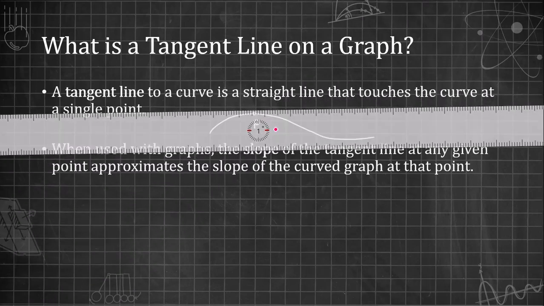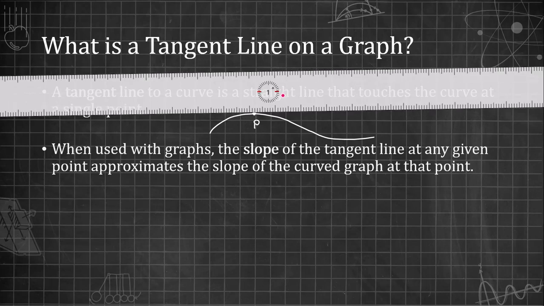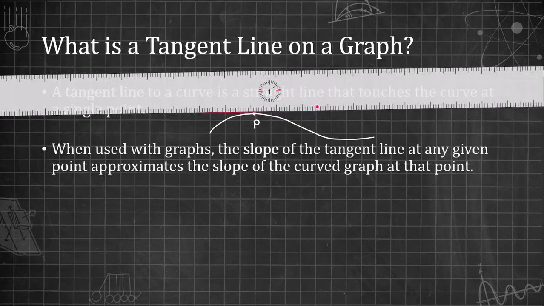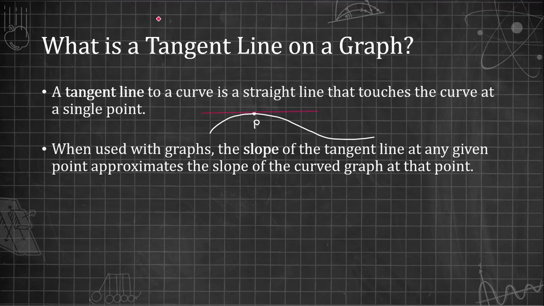So we have this curve here, and at point P, if we were to draw a tangent line to that point P, we would take a straight edge or a ruler, and we would line that up so that it just touches the curve at that point, and we would draw a straight line using that straight edge. So the pink line here is indicating a line that is tangent to the curve at that point P.